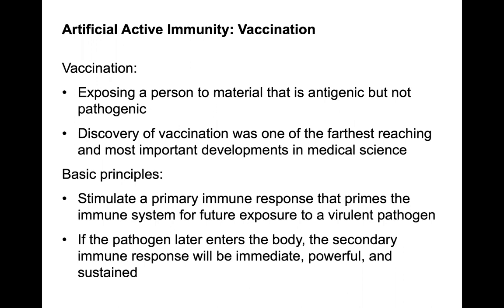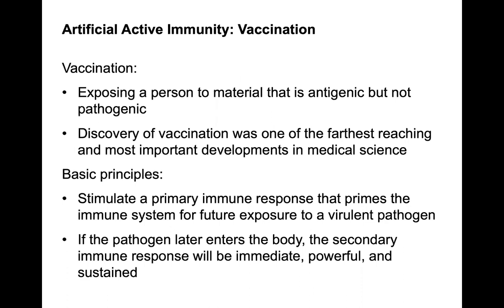Artificial active immunity. This is the process of vaccination. It's called artificial because it's developed in a lab. They're injecting it into you. But it's called active immunity because you're actively producing an immune response to it. So essentially, vaccination is exposing a person to material that is antigenic but not pathogenic. The discovery of vaccination was one of the farthest reaching and most important developments in medical science.